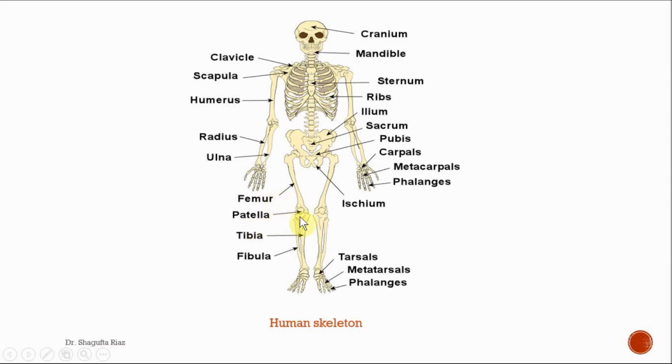This is patella, the kneecap or the covering at the knee joint. Then tibia and fibula, these are the parallel bones. Here in the arm, you can see the radius and ulna. Similarly, in the legs, we have tibia and fibula. Then at the ankle joint, we have tarsals, and in the sole, we have metatarsals, and then in toes, phalanges.